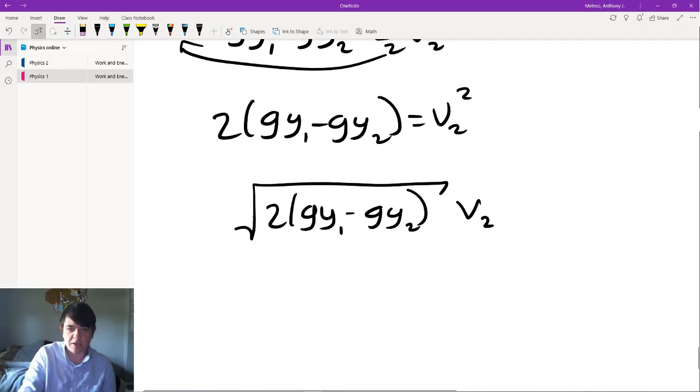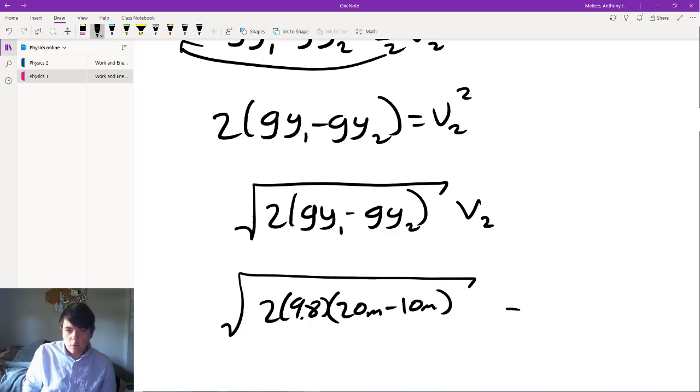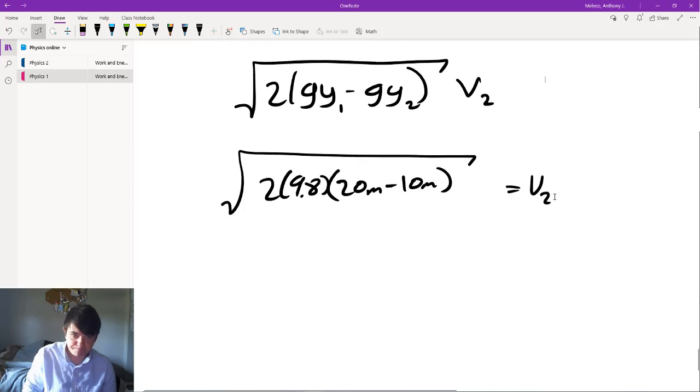And now we can plug in and solve. Let me pull out the g. G's in both terms, I can do that. Y1 was 20, y2 was 10. And that ended up being 14 meters per second.